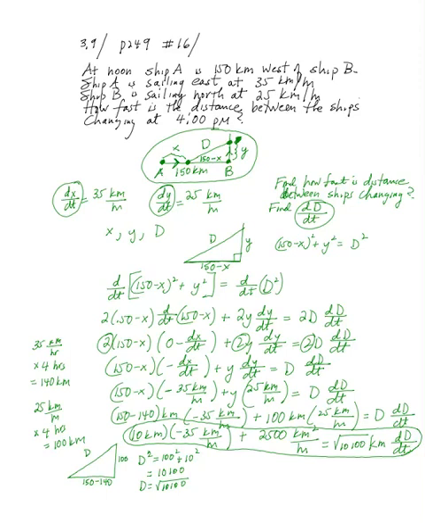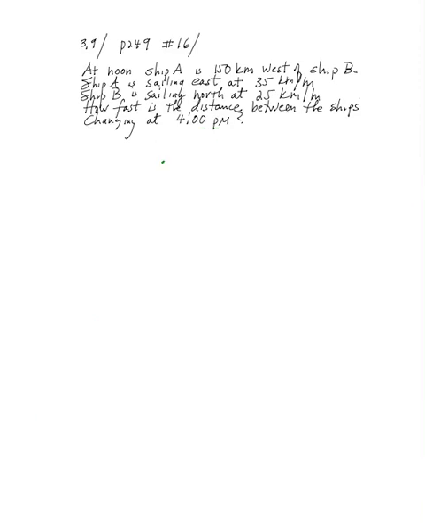Okay, at noon, ship A is 150 kilometers west of ship B. Ship A is sailing east at a rate of 35 kilometers per hour. And ship B is sailing north at a rate of 25 kilometers per hour.